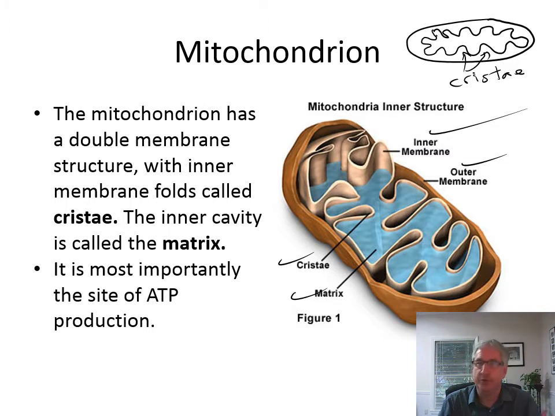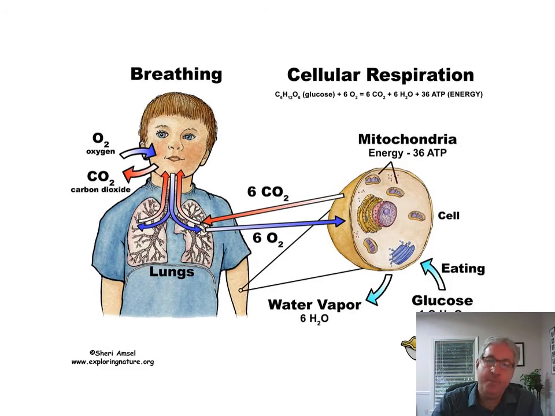Okay, next slide. Sorry. So the mitochondria has this double membrane structure. The inner membrane is where ATP is made. Okay, all right, next slide.